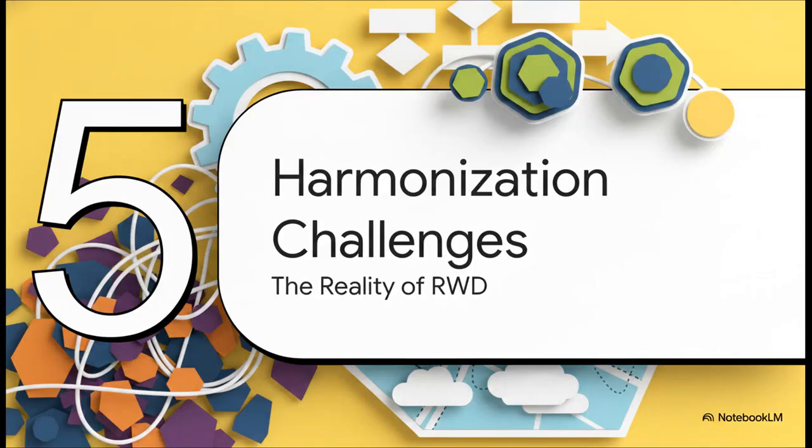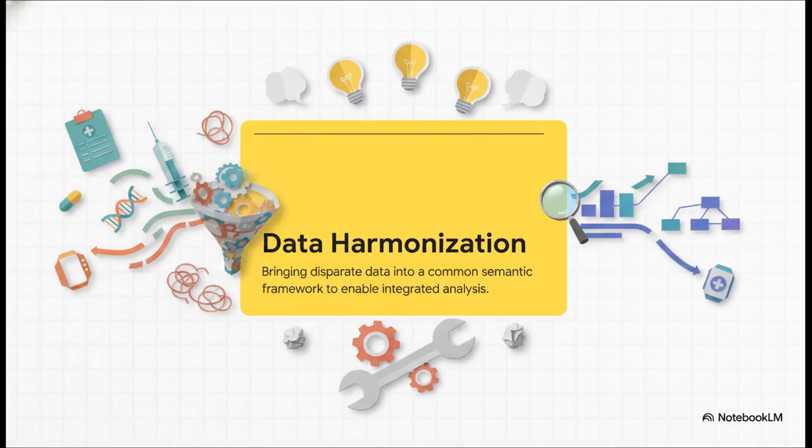Now for Section 5, Mapping and Harmonization Challenges, the reality of real-world data. Because let's be real, transforming raw, heterogeneous, and often incredibly messy real-world data into these beautiful, standardized models, it's rarely a smooth process. We call this whole transformation process data harmonization. It's the act of bringing data from multiple, completely disparate sources into a common format, structure, and semantic framework to enable integrated analysis. Conceptually, super simple to understand, but in reality, it remains one of the most resource-intensive, headache-inducing, and error-prone phases of engineering real-world data.